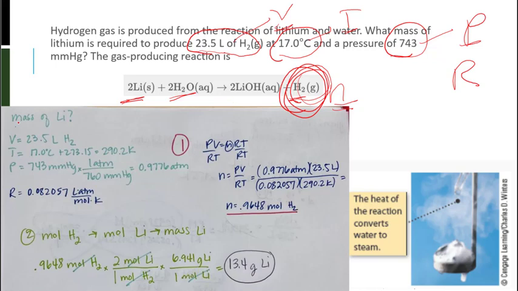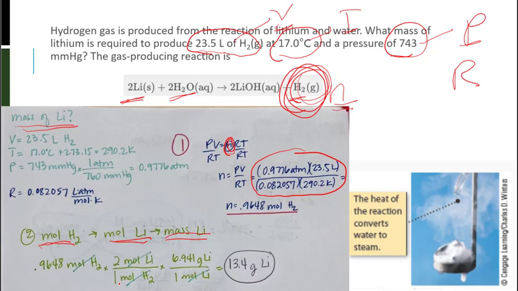I wrote down my knowns. Again, I'm trying to find the mass of lithium. Let's get n for hydrogen. n is equal to PV divided by RT. So I took my pressure times volume divided by R times T, and I got 0.9648 moles of hydrogen. My next step is going from moles of hydrogen to moles of lithium, and then moles to mass.